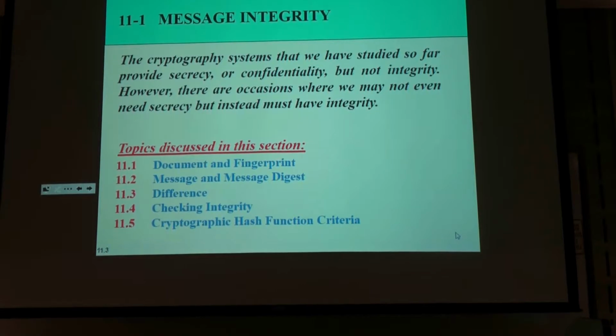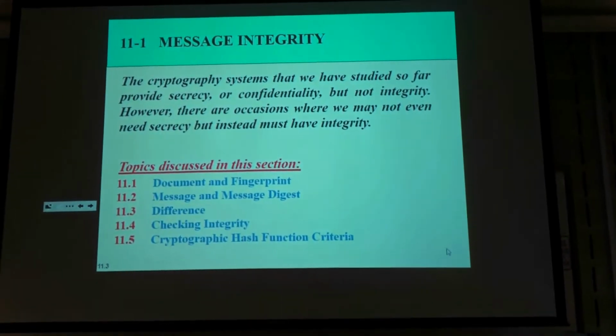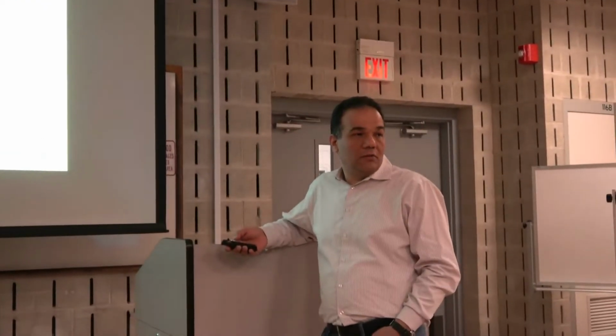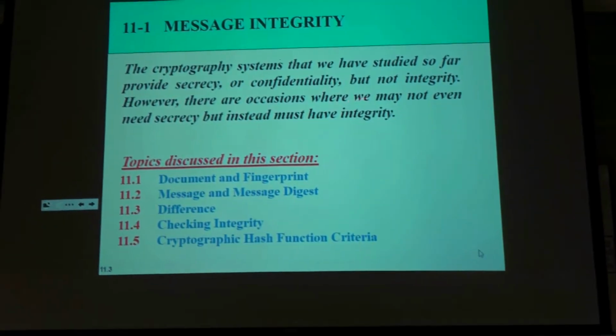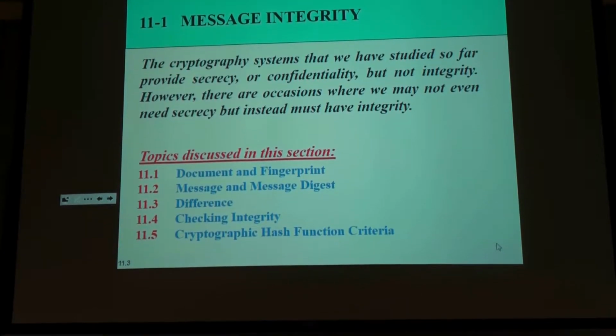The cryptography systems that we have studied so far provide secrecy. Data is encrypted. That means it's private, it's secret, nobody can read it before decrypting it. So all we provided is secrecy or confidentiality, but not integrity. So it could be secret, but somebody had altered it, changed it, right? However, there are situations where we may not even need secrecy, but instead must have integrity.